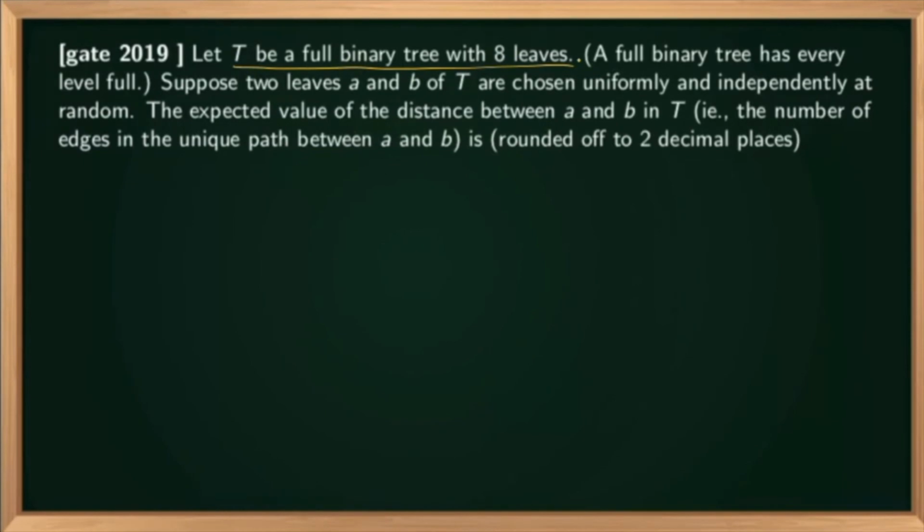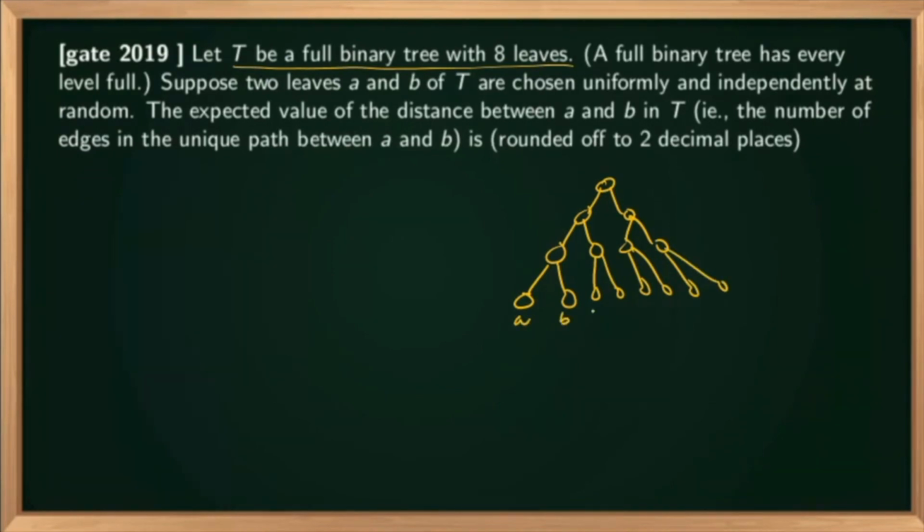Okay, everyone listen here. It's given T be a full binary tree with 8 leaves. So that means you should have a tree something like this, right? Because you have 8 leaves. Okay, and let me call these leaves A, B, C, D, E, F, G, H. Now what we are saying is suppose two leaves A and B of T are chosen uniformly, that is without any bias, and independently at random.